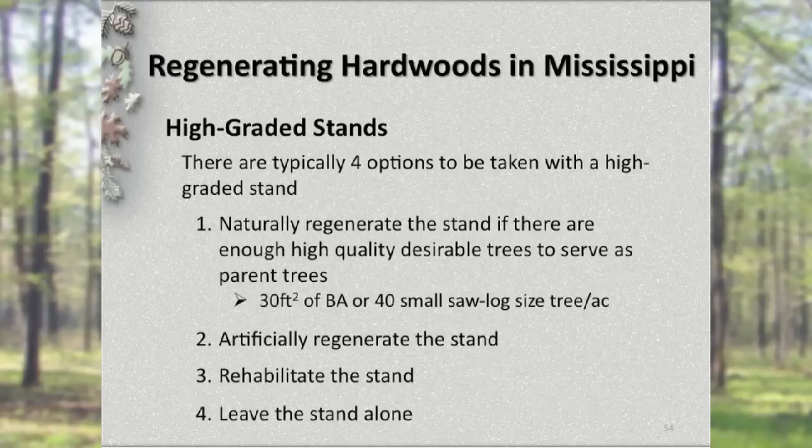We have four options we can take under these high graded stands. We can naturally regenerate the stand if there are enough high quality trees to serve as parent trees. Generally, this does not occur. The second option is to artificially regenerate the stand. This is the easiest decision to make. However, then we have to consider what it will cost us to artificially regenerate that stand. Thirdly, we can try to rehabilitate the stand itself. Or finally, we can just leave it alone, let nature take its course, and accept whatever we get out of it.